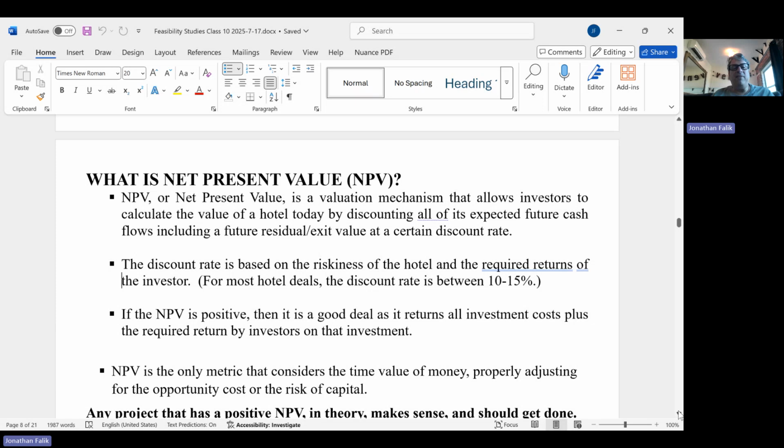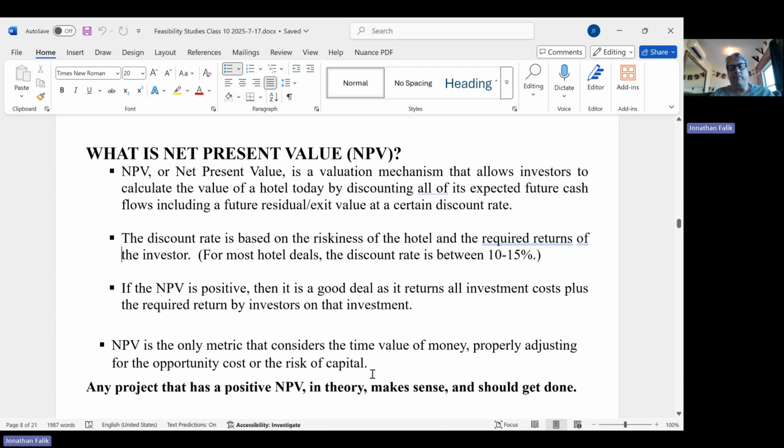The NPV is the only metric that properly considers time value of money, adjusting for the riskiness of the investment. And again, I'll repeat what I said because I have it here in bold: any project that has a positive NPV, in theory, makes sense and should get done. Why do I say in theory? Well, we're using projections, right? We're not using historical actual cash flows. We're projecting year 1 to year 5 for our project.